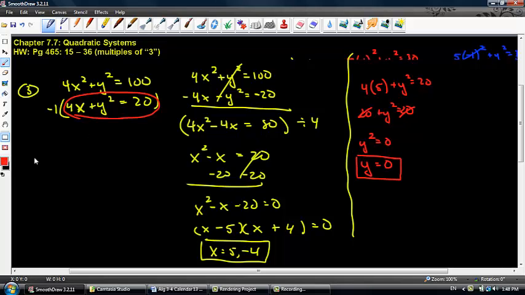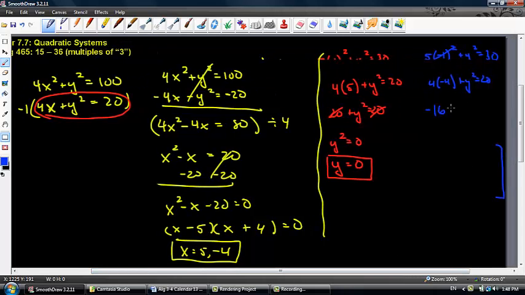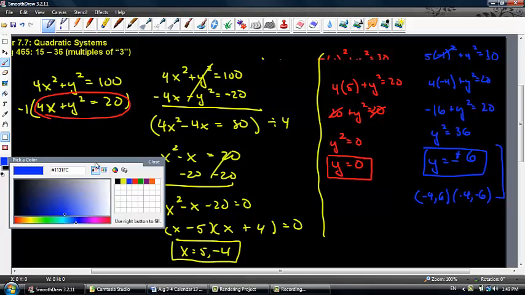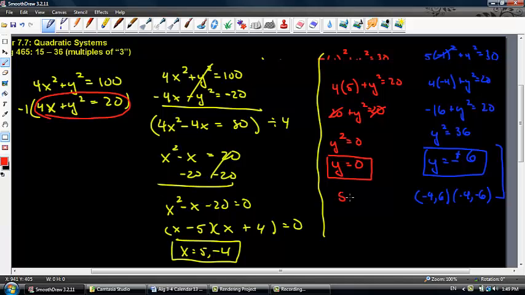Let's try and plug negative 4 in and see what happens. 4 times negative 4 plus y squared equals 20. This is negative 16 plus y squared equals 20. y squared equals 36. y equals plus or minus 6. And I kind of broke my cardinal rule there. I didn't put in my coordinates right as soon as I solved it. This is negative 4 comma 6, negative 4 comma negative 6. And on the red side, I have 5 comma 0.